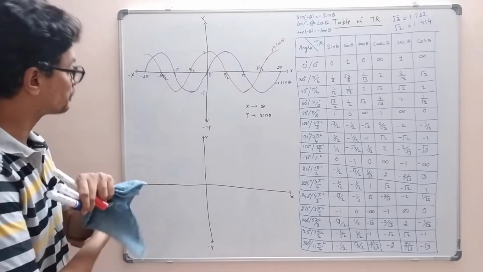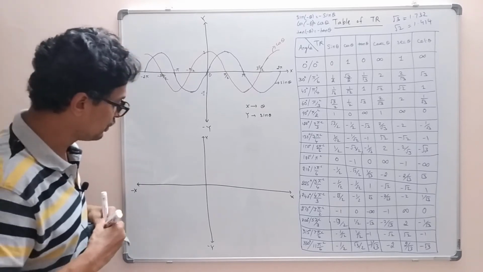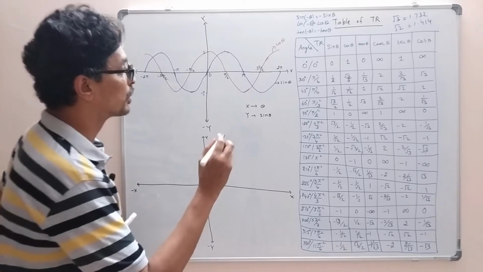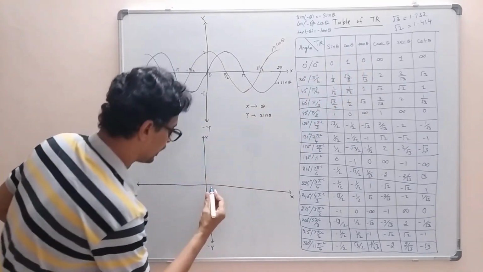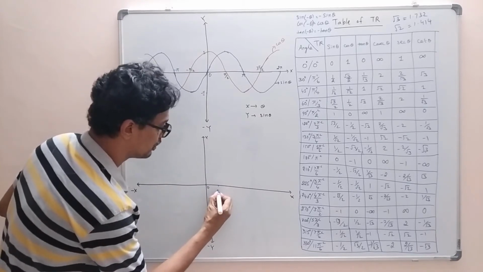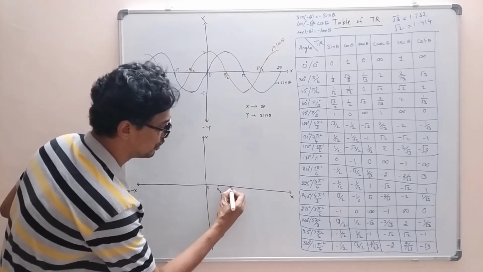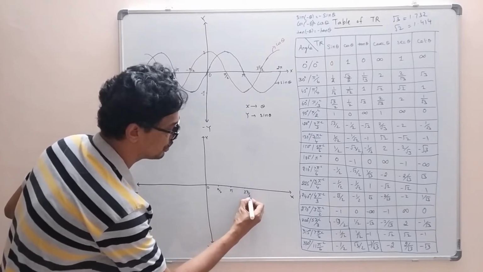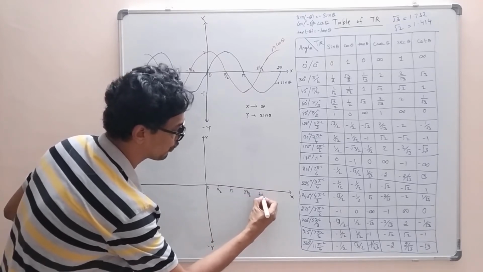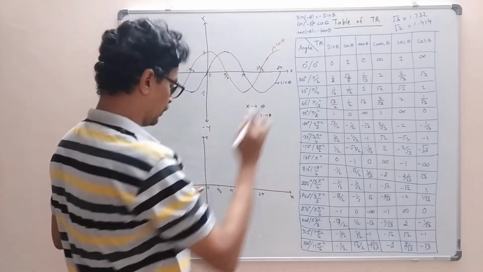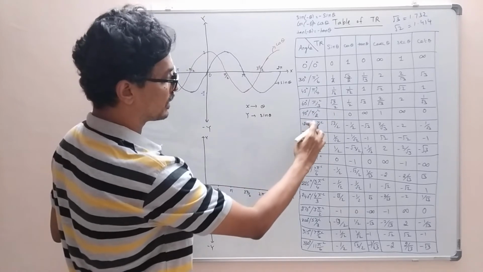So let us see. What we are going to do is start with tan theta. I'm going to use blue color for tan theta. At 0 degrees, tan theta is equal to 0. So we have 0, pi by 2, pi, 3 pi by 2 and 2 pi. Okay, so at 0, tan theta is equal to 0. At pi by 2, if you see, where is the pi by 2?